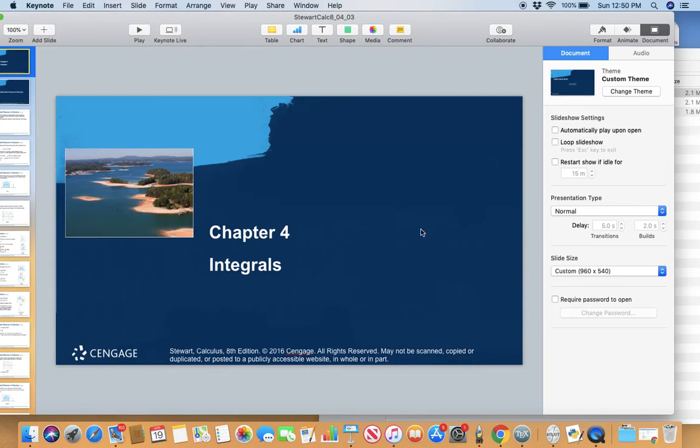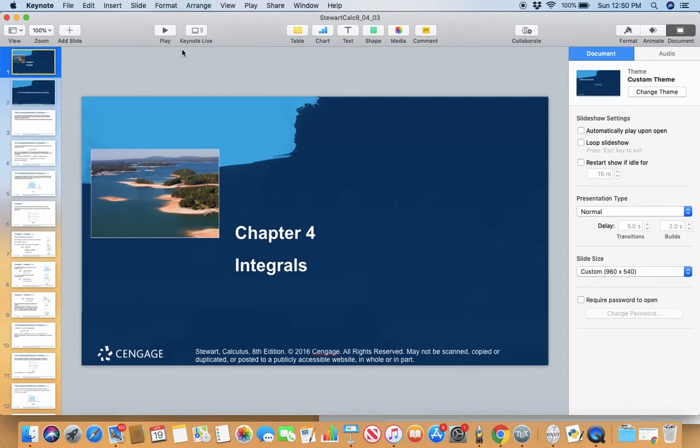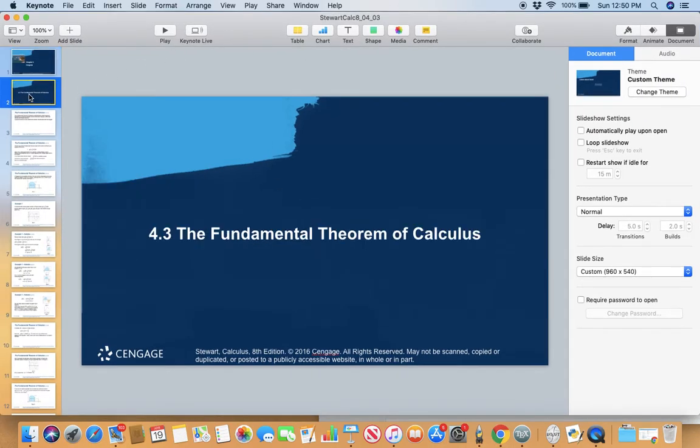And this is the next section, section 4.3, chapter 4 on integrals. Okay. Here is the most important theorem of calculus, the fundamental theorem of calculus. It is a deep result. If you don't understand it, give it some time.